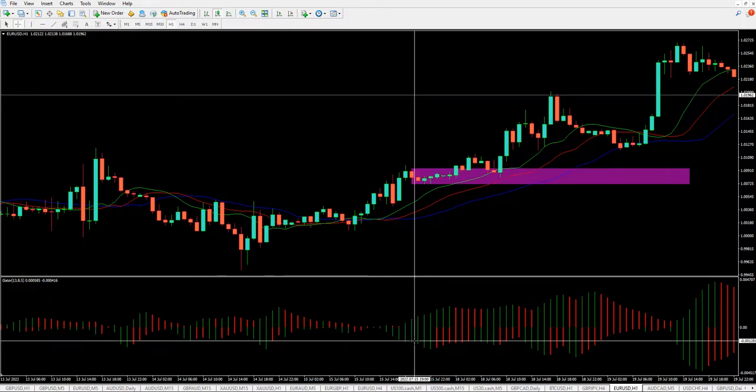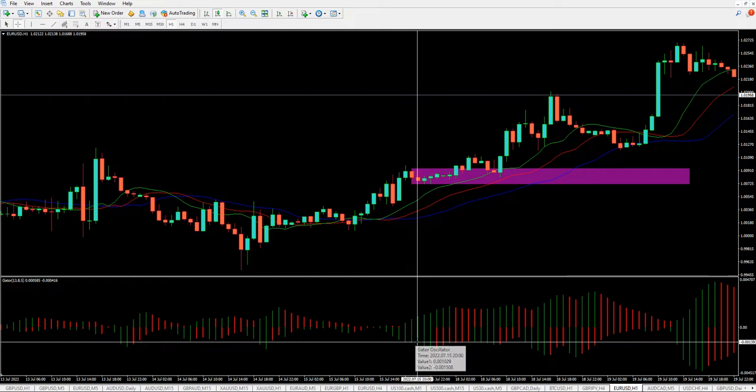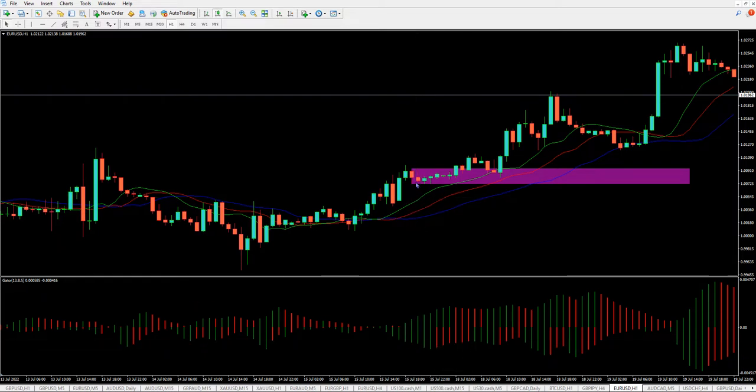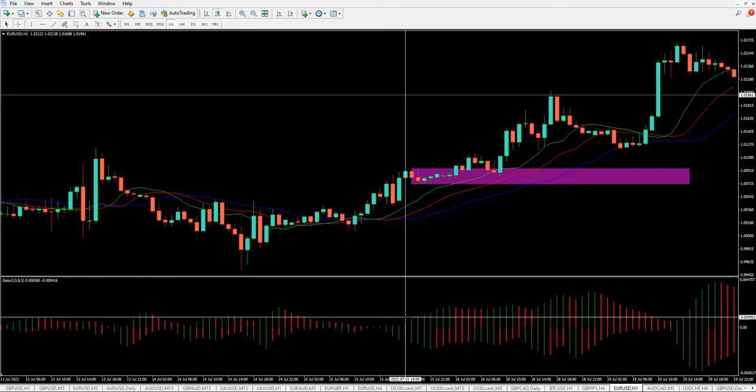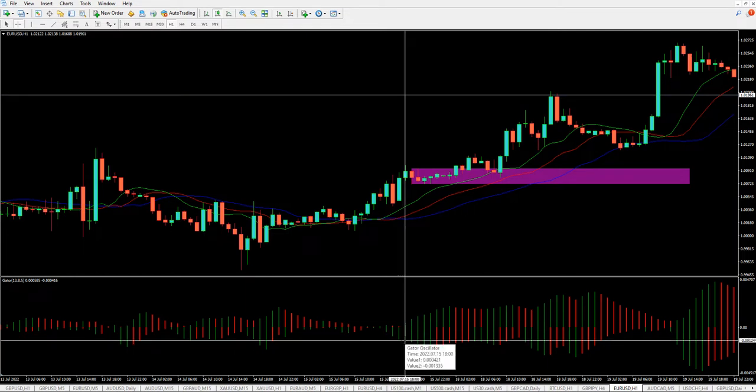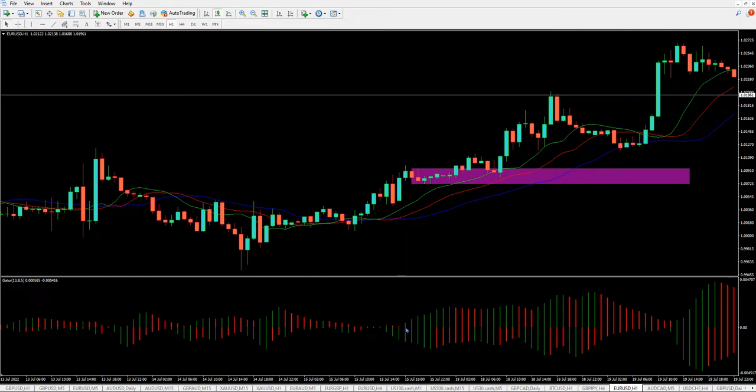So this is validating these 2 as demand. We wait for a break of structure, which we get here. Retraces back into the zone and continues up strongly. So that's one way you could use this, where you want other confirmations, not just, okay, we have a green bar here, just enter a trade.